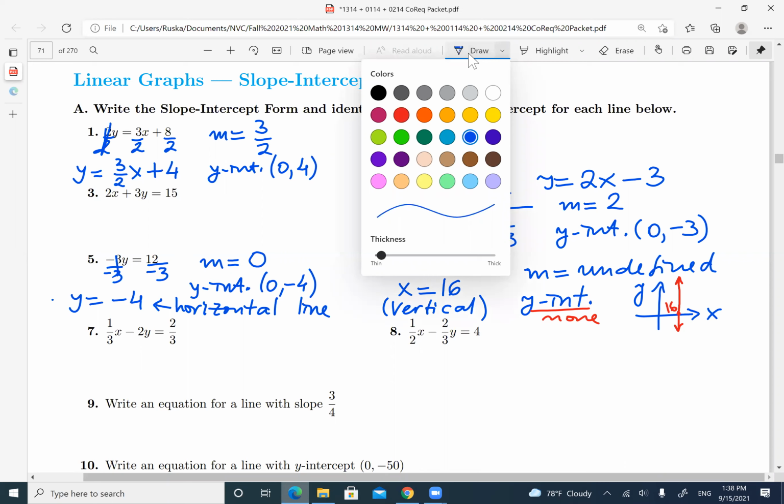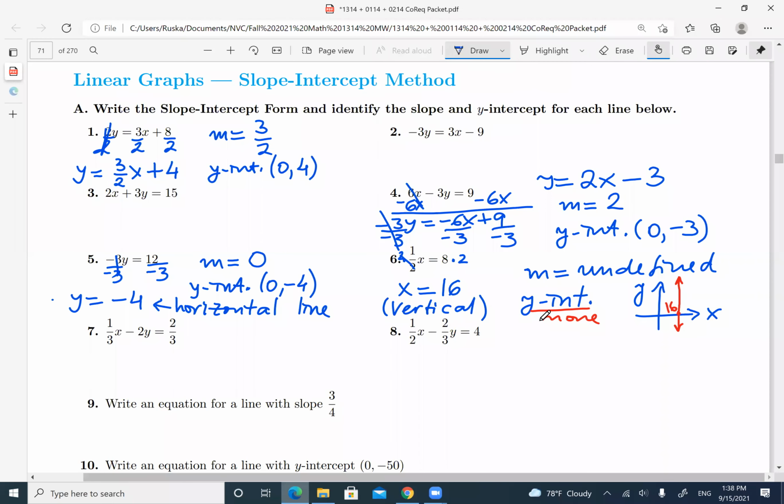Okay, so now we're going to continue. We're just going to do one of these fractions, 7 or 8. Which one do you want to do, 7 or 8? Could we do 8? Yes, let's do 8.